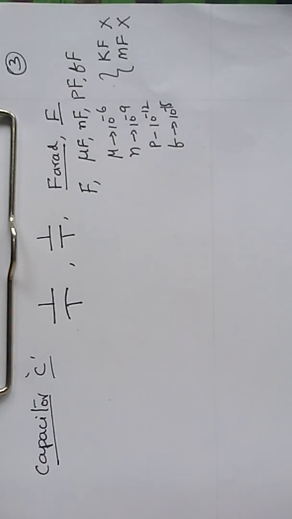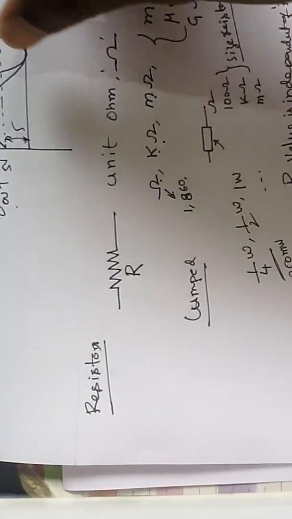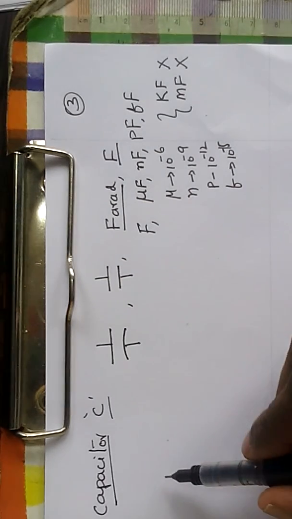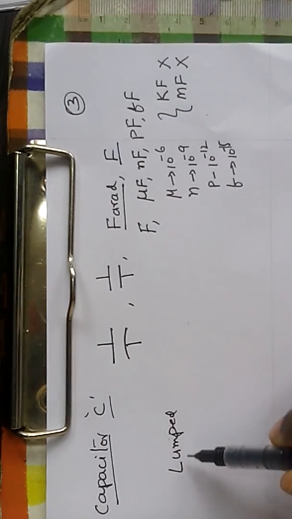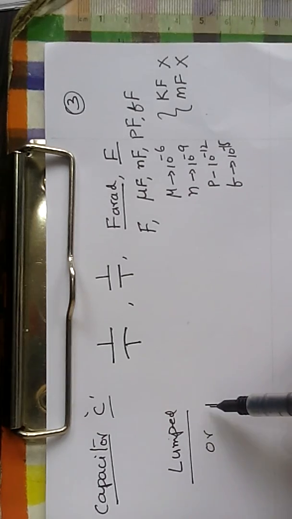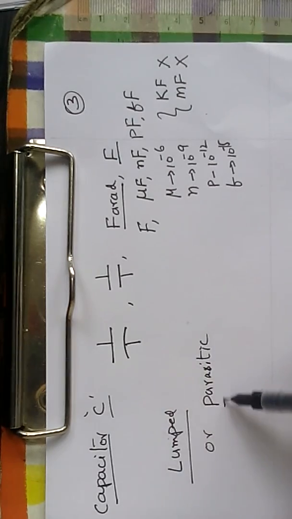As we discussed with resistance, the resistance was concentrated at a particular point, and we called it a lumped resistor. Even in the case of a capacitor, we are going to have the capacitor in the form of a lumped capacitor. So this is a lumped capacitor, or it can be a parasitic capacitor. So this is a parasitic capacitor.